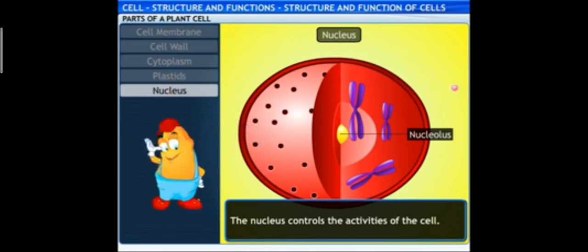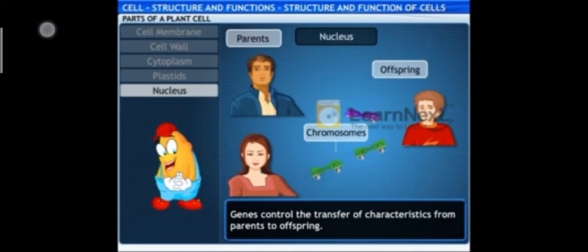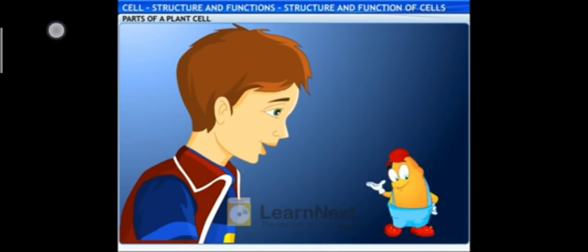The nucleus also contains thread-like structures called the chromosomes. Chromosomes are called the vehicles of heredity because they carry genes and help in the inheritance or transfer of characters from the parents to the offspring. Let me explain.